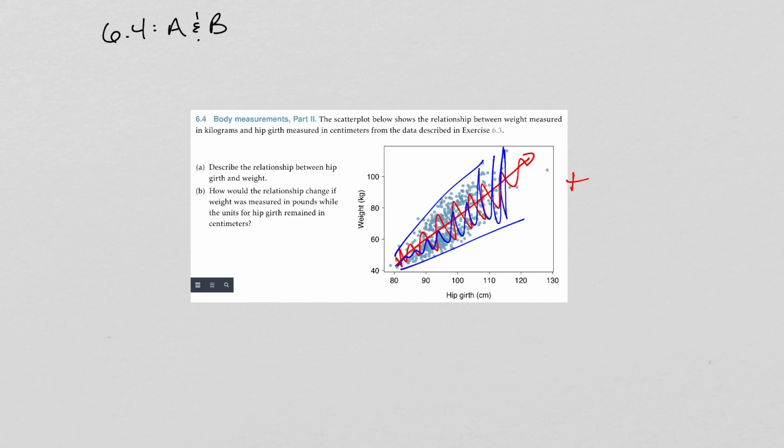How would your relationship change if your weight was measured in pounds while the units for hip girth remain in centimeters? It wouldn't change. It would still be the same. Unless you change kilograms to something that would change the direction of their value, like multiplying it times -1, you would have the same. It would be exactly the same. You're just expanding it a little bit more because you have more units of pounds in 100 kilograms. You have about 212 pounds. I forget. So 220 pounds in 100 kilograms. So that's how that would change.